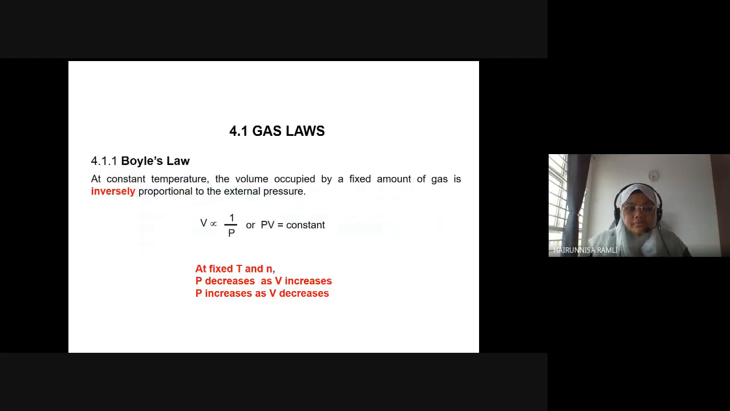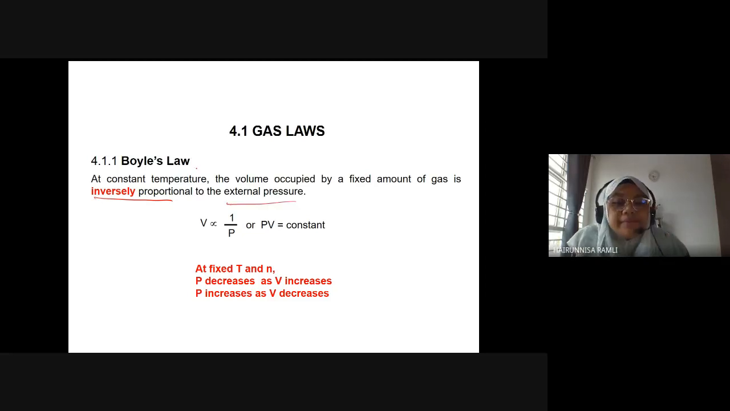Okay, now for Boyle's law. So Boyle's law is actually a relationship between P and V, pressure and also volume. Okay, so here it mentioned that it is inversely proportional. The volume is inversely proportional to the external pressure.